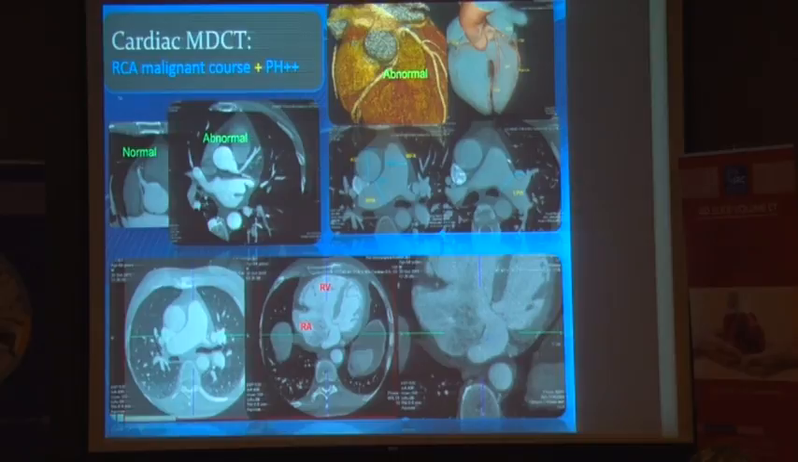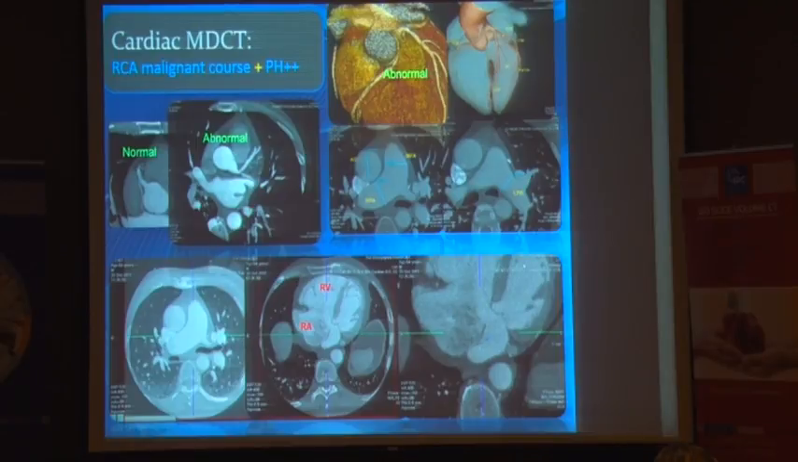For example, this is a normal patient. We have the right coronary artery here arising from the right coronary cusp. This is a normal situation. And here we have a right coronary artery squeezed between the pulmonary artery and the aorta. This is a malignant course of the right coronary artery.